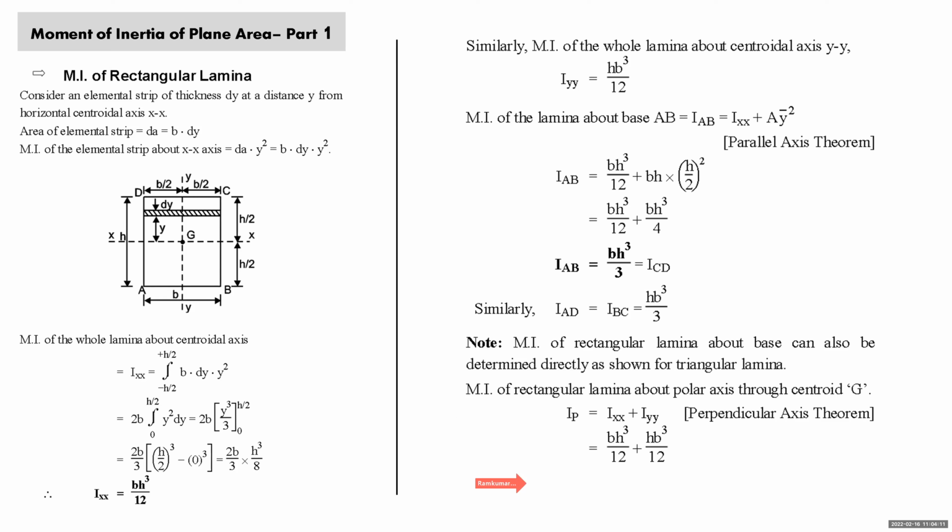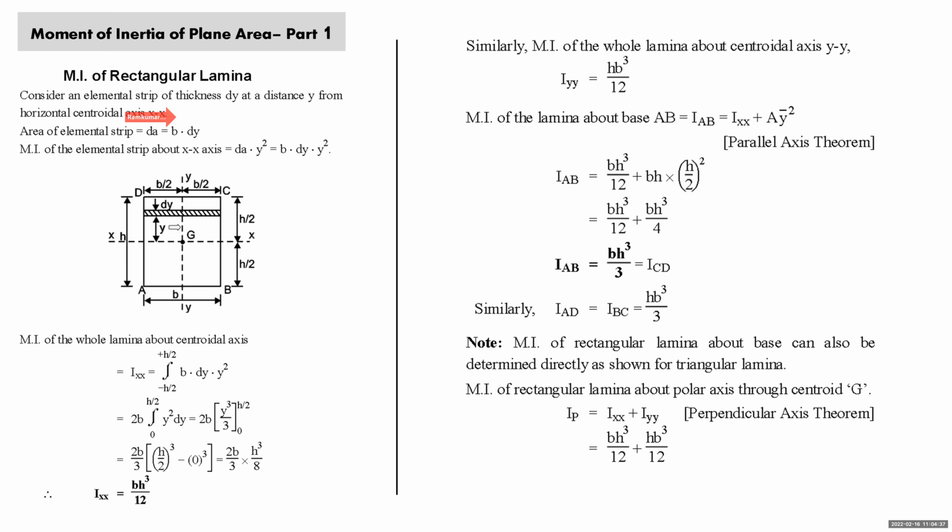Now, let's come to a rectangular lamina given to you of dimension b as base width and height h. X-axis is the horizontal centroidal axis, y is the vertical centroidal axis. We want to derive the moment of inertia of this rectangular lamina about x-axis. So I took one elemental strip of area dA. This strip is of width b and thickness dy. So elemental area dA will be b into dy.